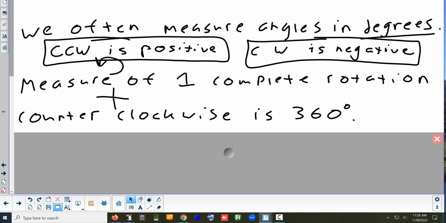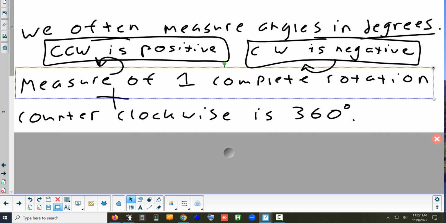That's positive. Negative is when you go clockwise. That would be negative. This is correct. So one complete rotation in a counterclockwise direction would be 360 degrees. How about one complete rotation clockwise? Well, that would be a negative 360.